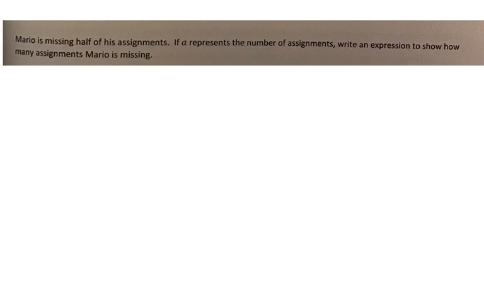So this first one is Mario is missing half of his assignments. If A, so that's the letter we're going to be using, A, represents the number of assignments, write an expression to show how many assignments Mario is missing. So he has A. A is the number of assignments. He's missing half of those. So we're going to divide A in half. So we could say A over 2, or we could say A divided by 2. Both of those work.